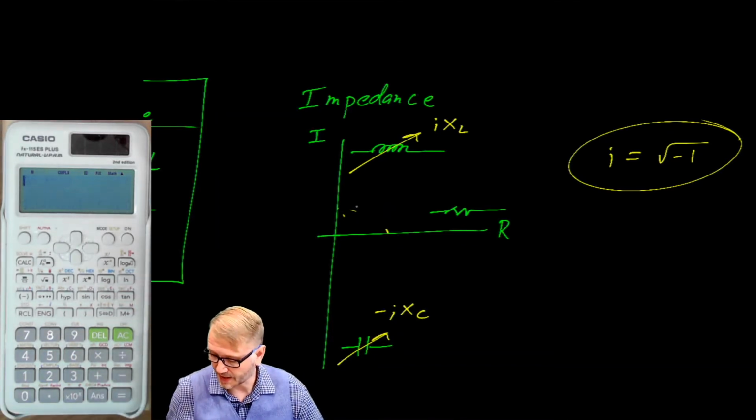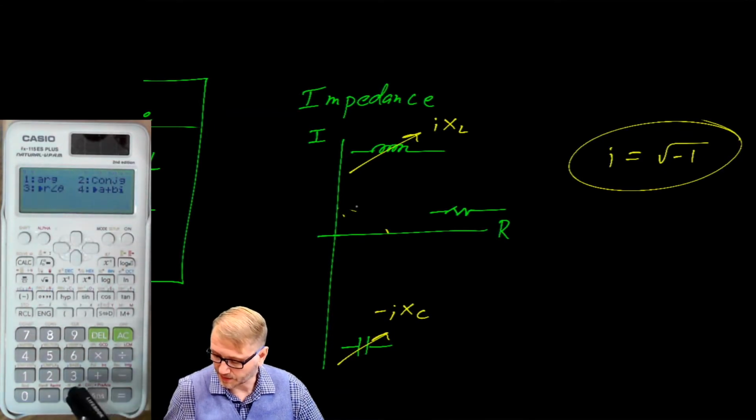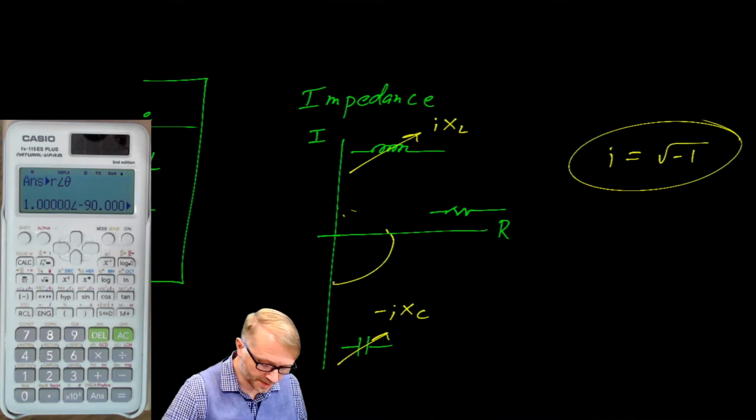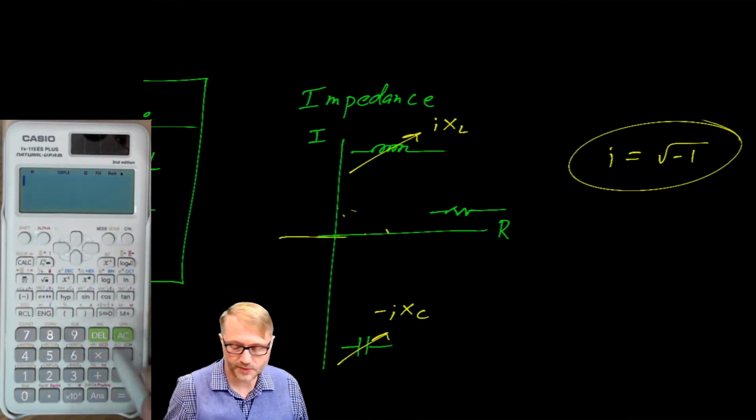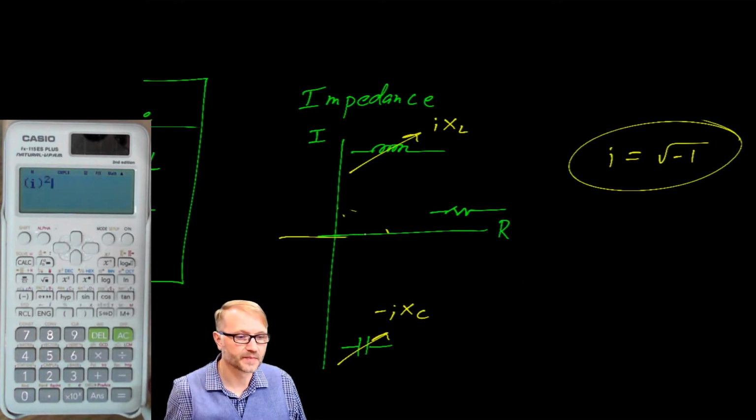Likewise, if you had negative J, and you looked at that in polar form, there it is. Negative J is just a rotation in this direction. That might be a good way to remember what J actually means. For some real fun, go ahead and square J. So parentheses, J, and then square it. What do you think you're going to get?